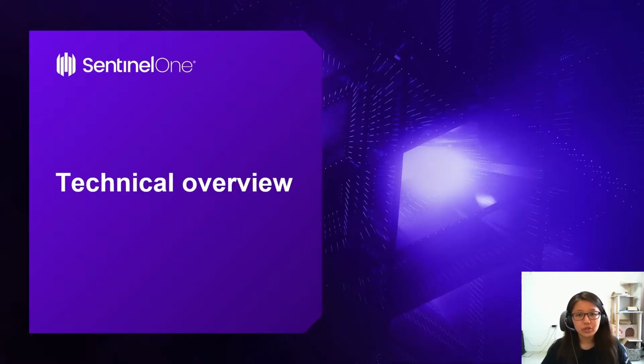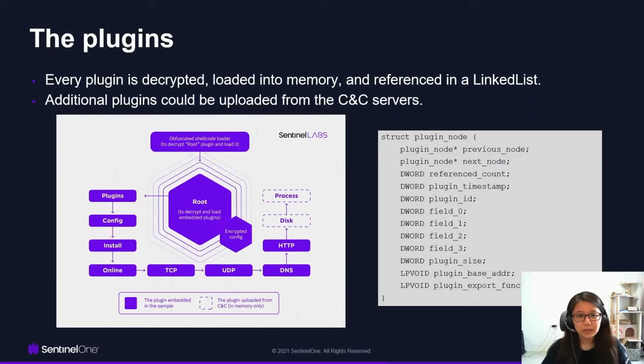After the background introduction, we can move to something more technical. As I mentioned earlier, ShadowPad is a modular design. It is formed of a bunch of plugins with different functionalities inside. This picture shows the brief concept. First, there is a layer of obfuscated shellcode loader. It decrypts and loads a plugin called root. You can easily tell what root is by its name. This is a very basic plugin to decrypt and load other plugins which are embedded inside the samples, and it contains the block of encrypted configurations.